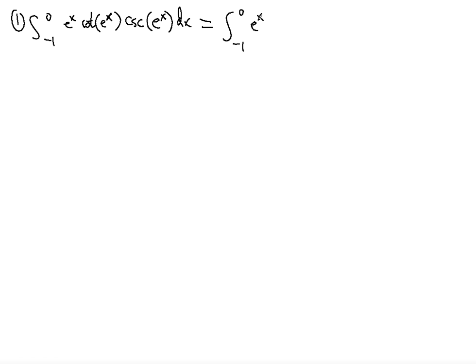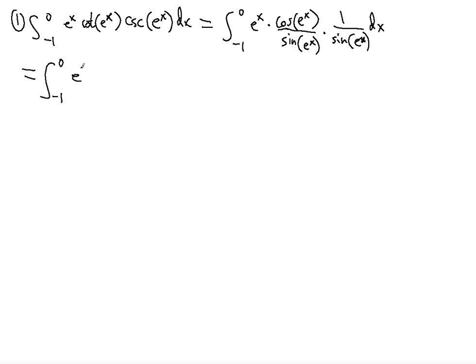So write the e to the x and then write the cotangent in terms of sine and cosine, right? So it's going to be cosine of e to the x divided by sine e to the x, and then write the cosecant. So it's going to be 1 over sine e to the x dx. Okay, so now let's see what we're going to get. So we're going to get from -1 to 0 e to the x multiplied by the cosine of e to the x divided by sine e to the x squared dx.